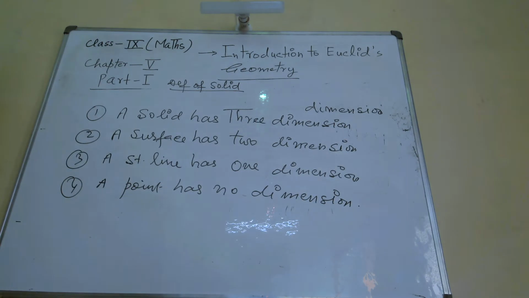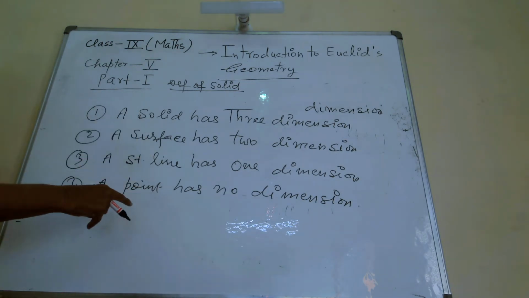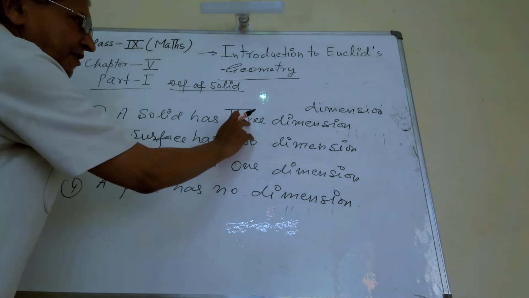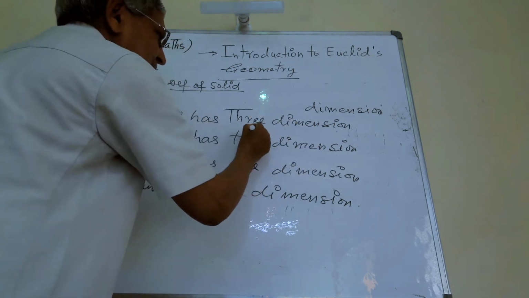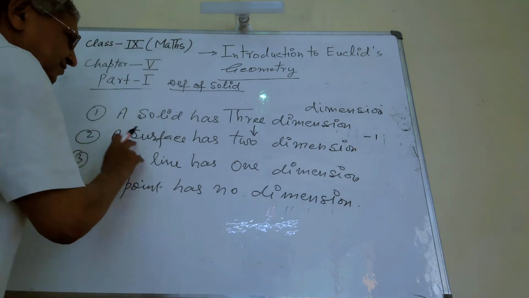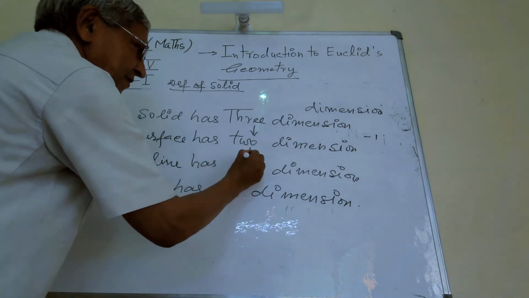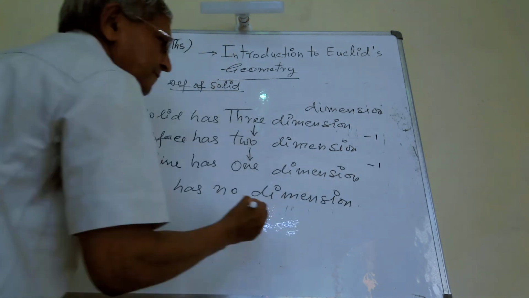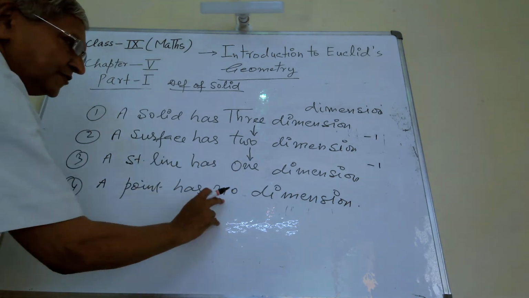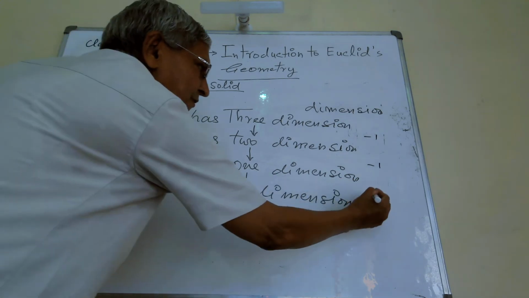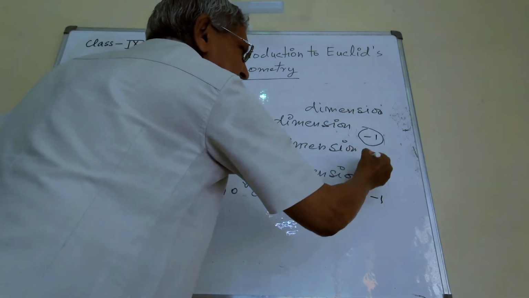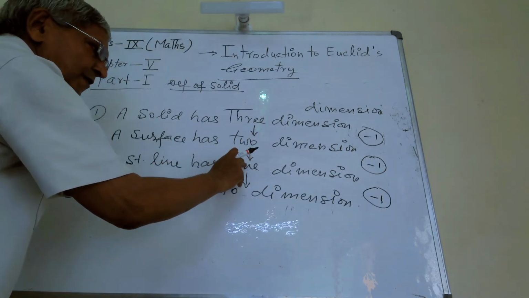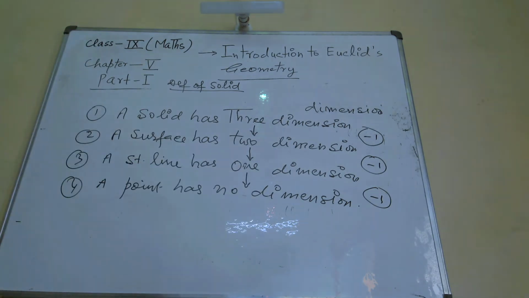My dear student, this is what he said, this is clear by these 4 points. Solid has 3 dimensions, surface has 2 dimensions, we lose 1 dimension here. A surface has 2 dimensions, a straight line has 1 dimension. Here we lose 1 dimension. A straight line has 1 dimension and point has no dimension. Here we also lose 1 dimension. So you can see 3 to 2, 2 to 1 and 1 to 0. He also gave this concept and it is very important from geometrical point of view. Please note it.